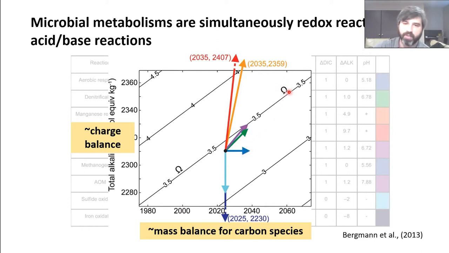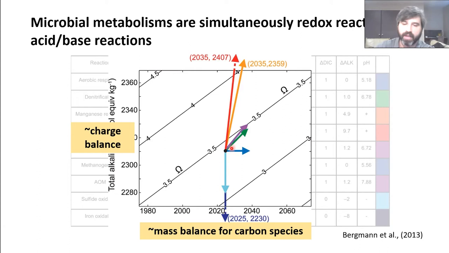Again, I'm using this capital Greek letter omega, which is a measure of how favorable or unfavorable carbonate precipitation reactions are. And the answer is, it really depends on which reaction pathway you're using. The really important ones here are this dark blue arrow, which is aerobic respiration. In the presence of oxygen, respiring organic matter makes a vector path that pushes you towards lower contours of omega. You'll see this in studies of early diagenetic environments where organic matter is breaking down in the presence of oxygen. It tends to prevent carbonate cements from forming.